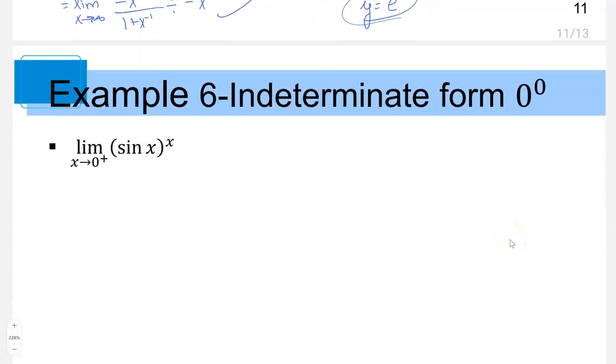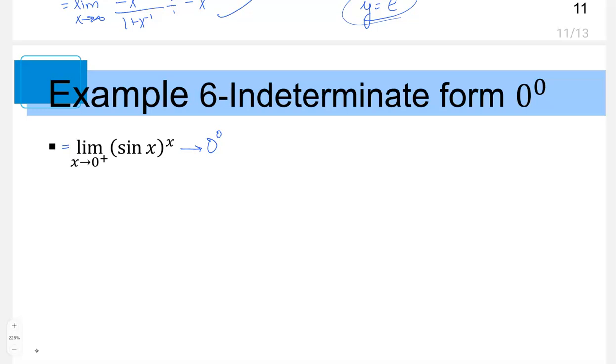Okay, let's look at another example. We want to take the limit as x approaches 0 from the right. So if I look at what's happening here and what form I'm in, sine of x is going to be 0 as x gets close to 0 from the right, and x is going to approach 0 also. So we're in that indeterminate form 0 over 0.